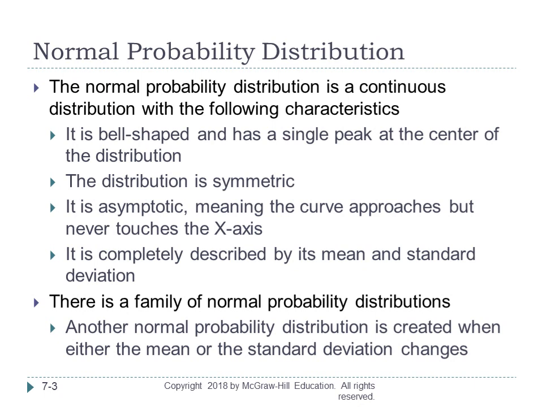Because those parameters can be different for different distributions, the mean and the standard deviation are just parameters, but there is a family of normal probability distributions. If you consider a different value for the mean or a different value of the standard deviation, you end up with another normal distribution. So there is a family of normal probability distributions. Another normal probability distribution is created when either the mean or the standard deviation changes, or both, of course.